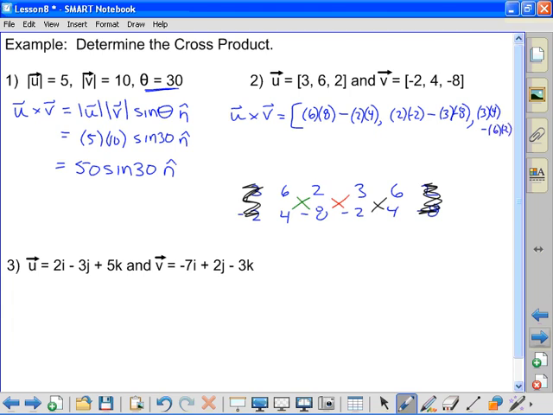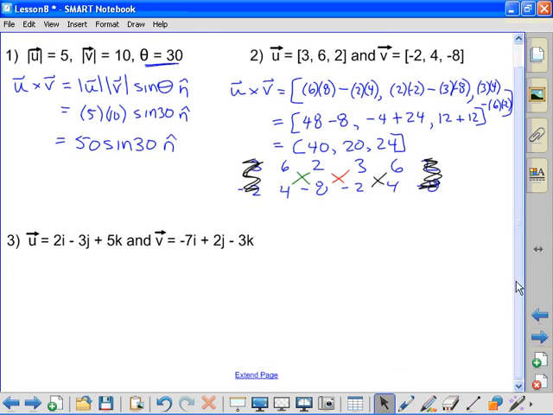Now most people are going to skip that step, and they're going to go to this one, and they're going to say 48 minus 8, negative 4 plus 24, 12 plus 12, and you end up with 40, 20, 24. So that's your resulting vector. Okay? That would be your answer. So you end up with a vector, and that would be the answer.